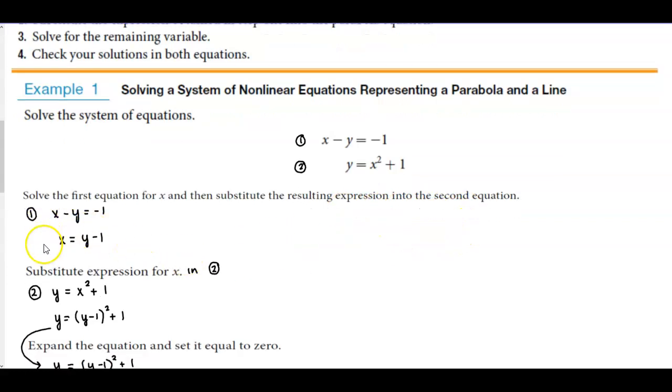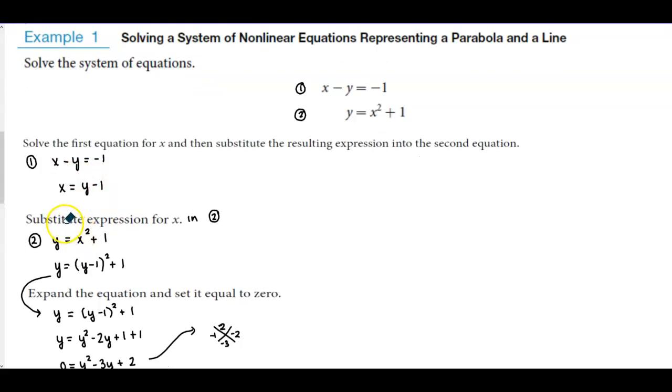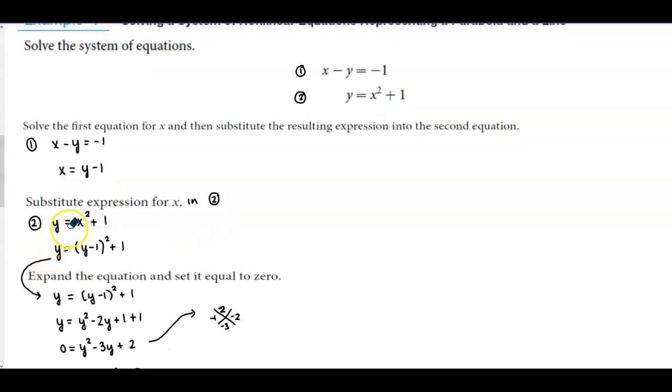So for the first equation, we have x minus y equals negative 1. In order to solve for x, we're going to add y to both sides. So we get x equals y minus 1. And so now we can substitute the expression that we got for x into equation number 2. Equation number 2 is y equals x squared plus 1. We're going to substitute x to be y minus 1, and then we're going to have to square it and then add 1.